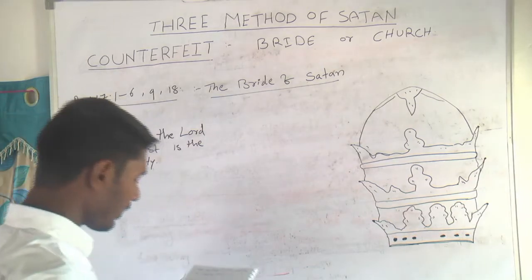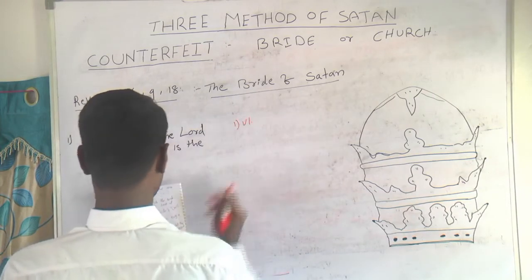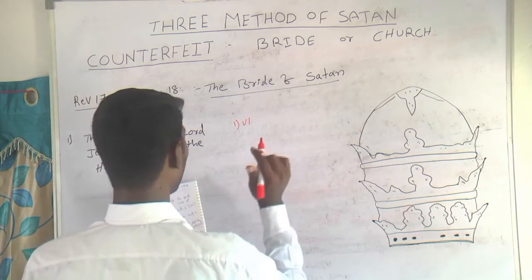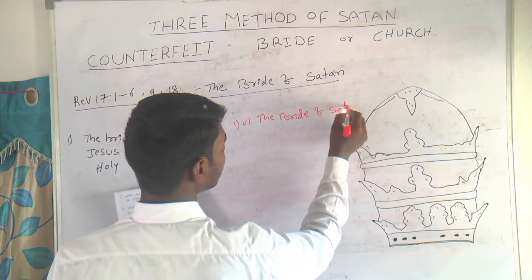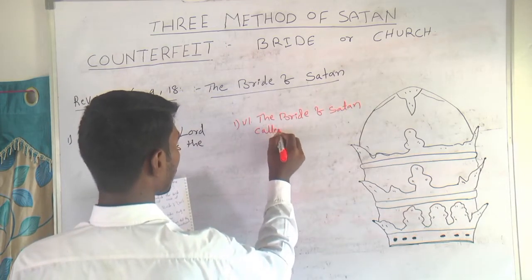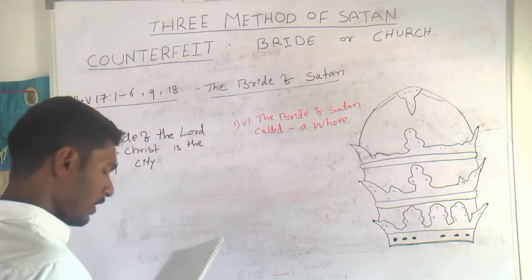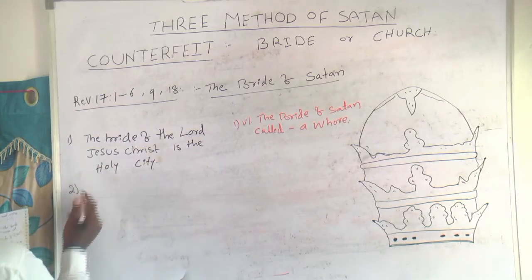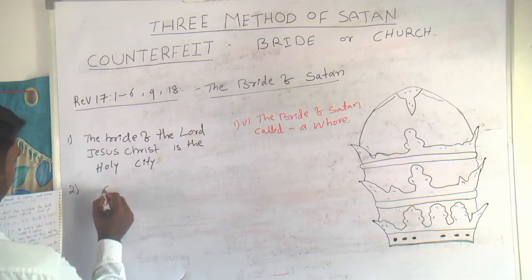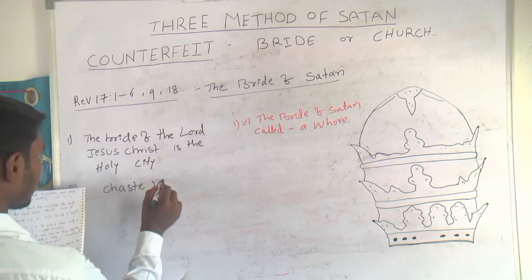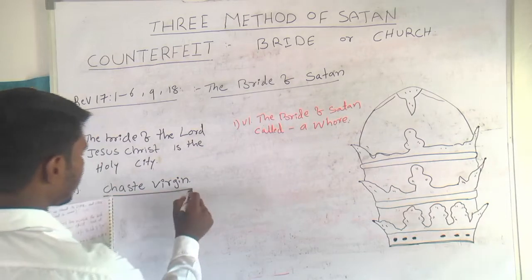And here Revelation chapter 17 verse 1 says the bride of Satan is firstly called a whore. See that. And here, the bride of the Lord Jesus Christ, Paul says that the bride of Jesus Christ is a chaste virgin.